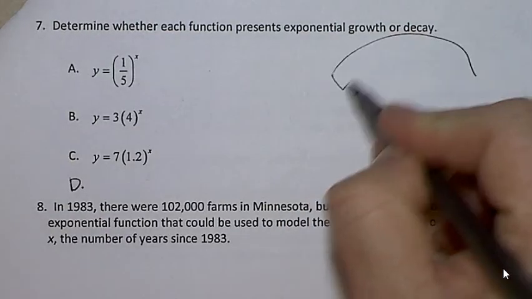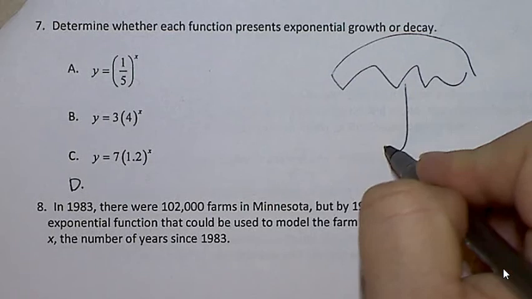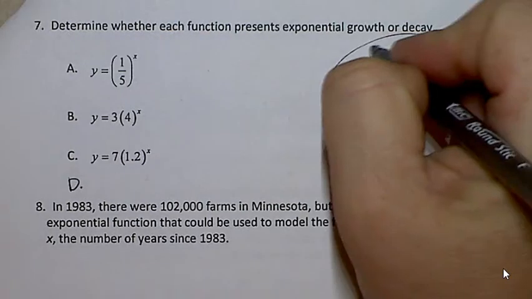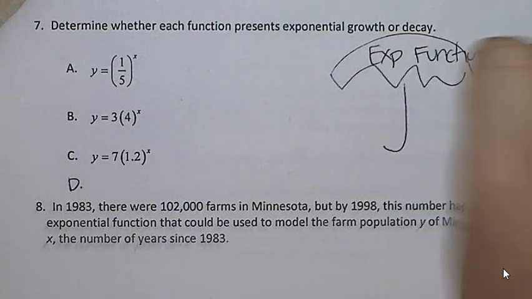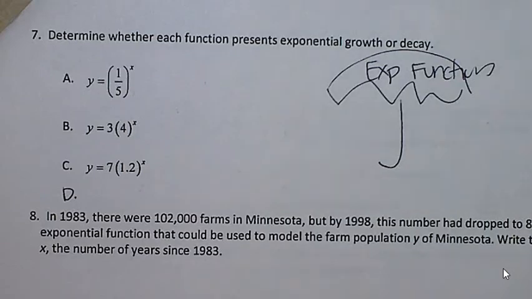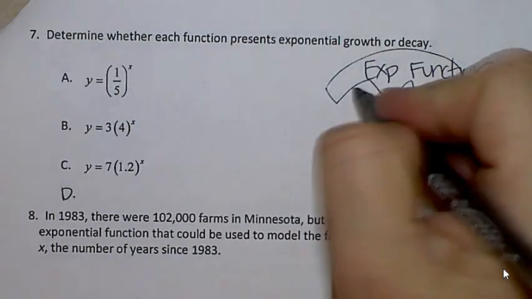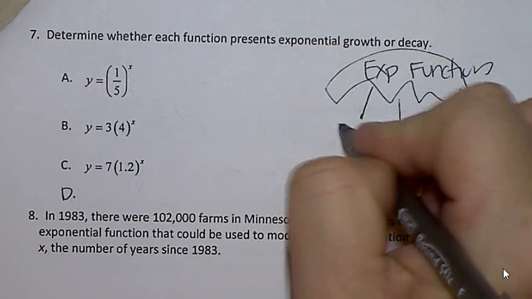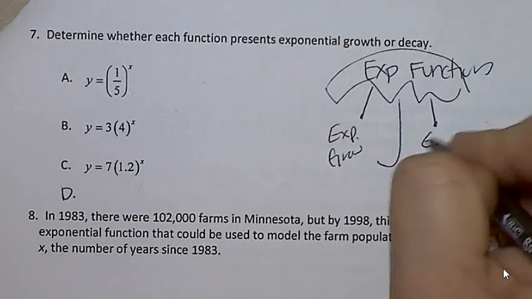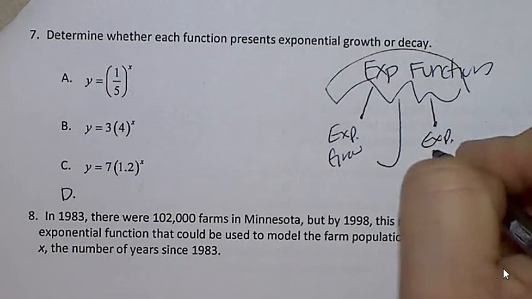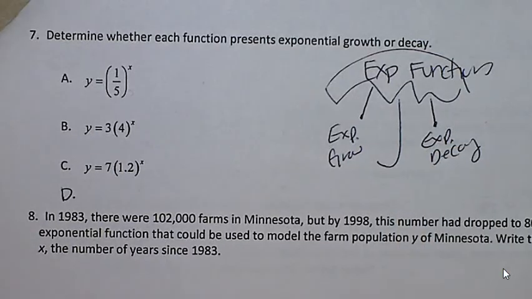So I'm going to draw an umbrella here. I know my umbrella is ugly. But this umbrella represents exponential functions. So within exponential functions, you could have just general exponential functions, and then there's two types of specific ones. There's ones called exponential growth, and another one called exponential decay. So you could have an exponential function that's not growth or decay, okay?